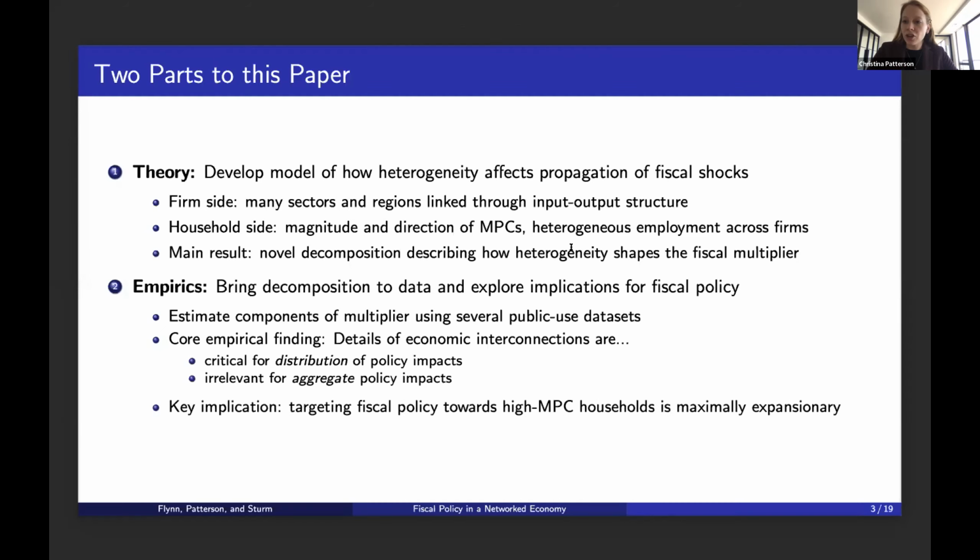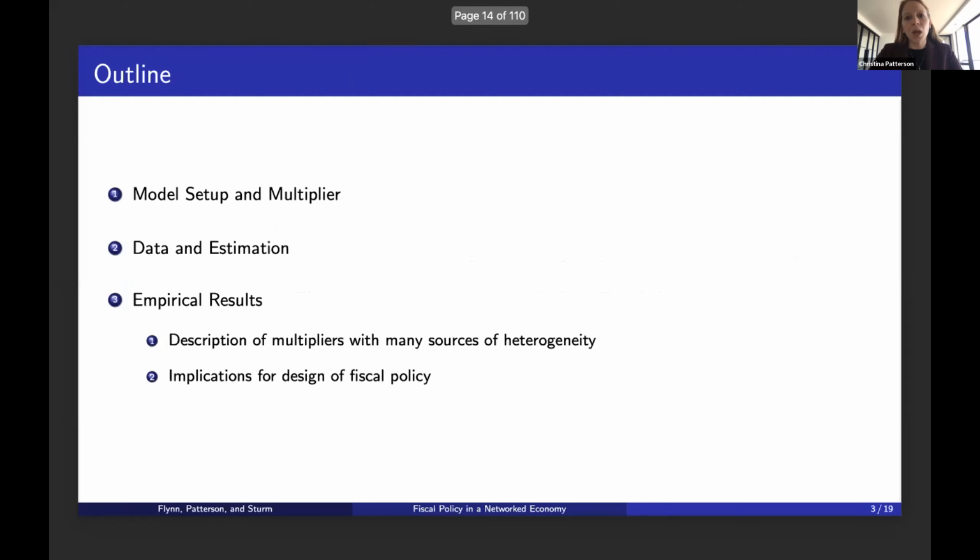And so the implication there is that targeting fiscal policy just to those households who have the highest marginal propensities to consume is maximally expansive, and it's going to turn out to be perhaps surprisingly simple. Okay, so I'm going to jump right in. I'm going to talk a little bit more about the model, then talk about the data we're going to use, and I'll jump into some of the empirical results.